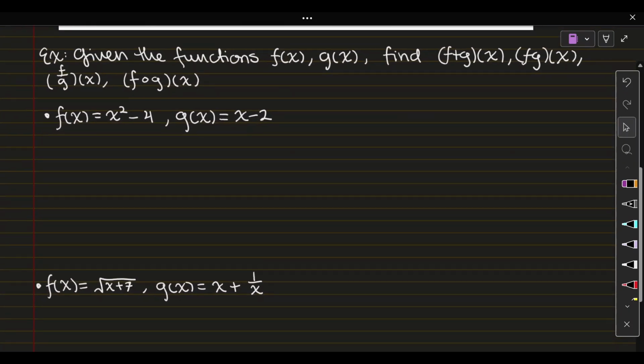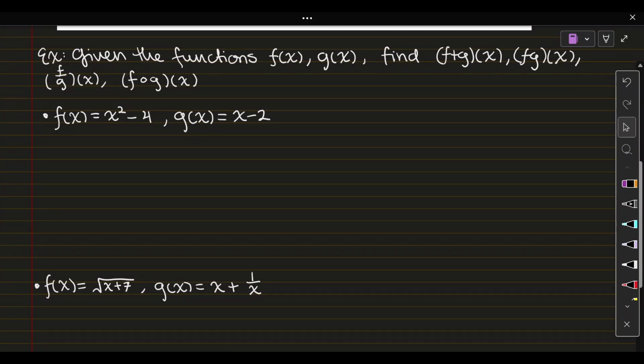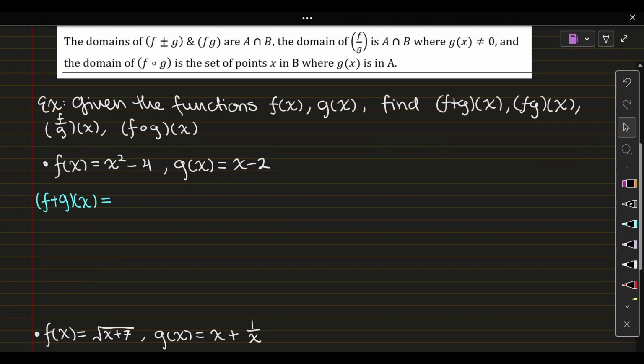Now, given the functions f of x and g of x, we want to find f plus g, f times g, f over g, and f compose g. Okay, so f plus g is pretty easy. F plus g of x, as we saw above, is f of x plus g of x. We're given f of x as x squared minus 4, and g of x, so plus x minus 2. Combining like terms, this is x squared plus x minus 6. That's f plus g of x, okay?